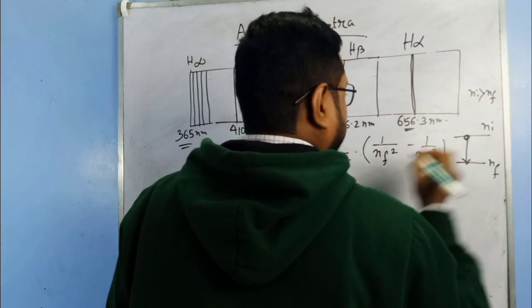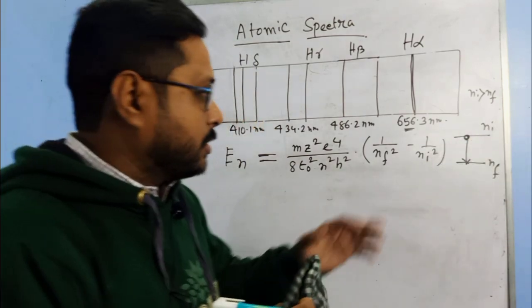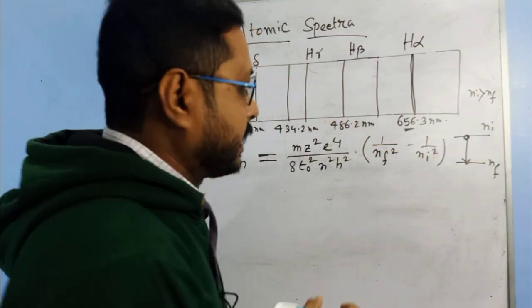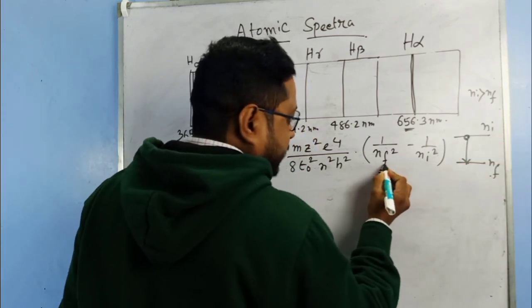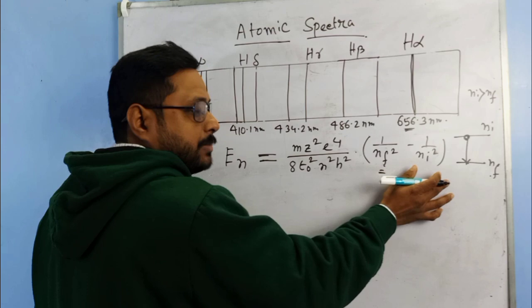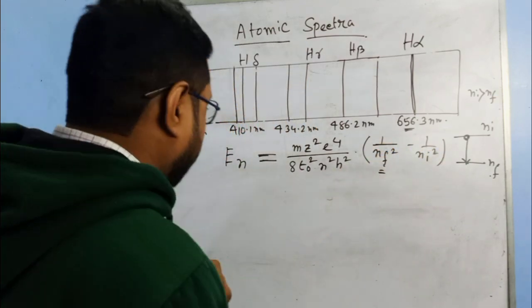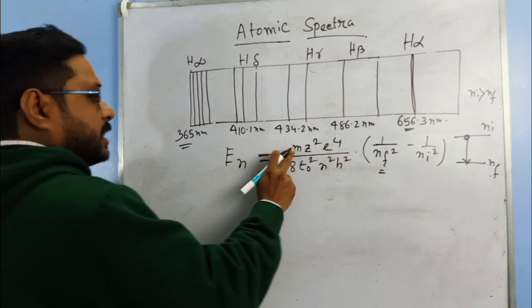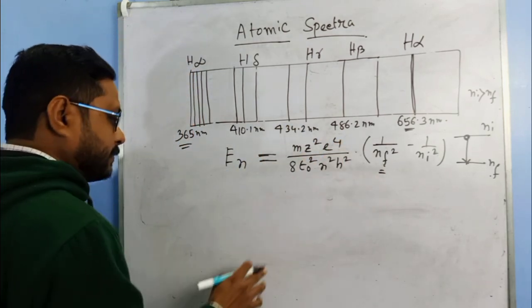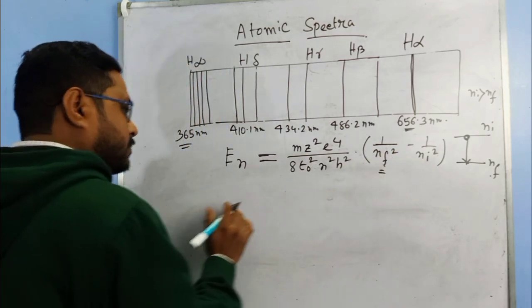If the electron jumps from Ni to Nf level, one thing to consider is that in the expression Nf comes first, not Ni square minus Nf square. Okay, keep this in mind. So we can see the expression of energy is m z square e to the power 4 by 8 epsilon naught square n square h square, 1 by nf square minus 1 by ni square.